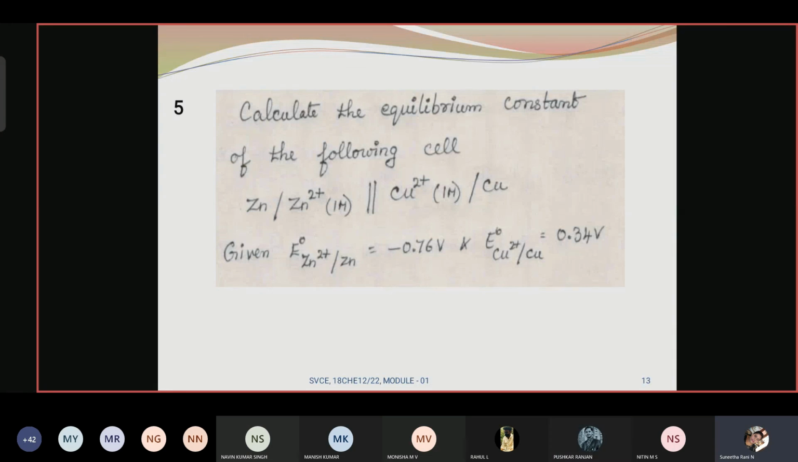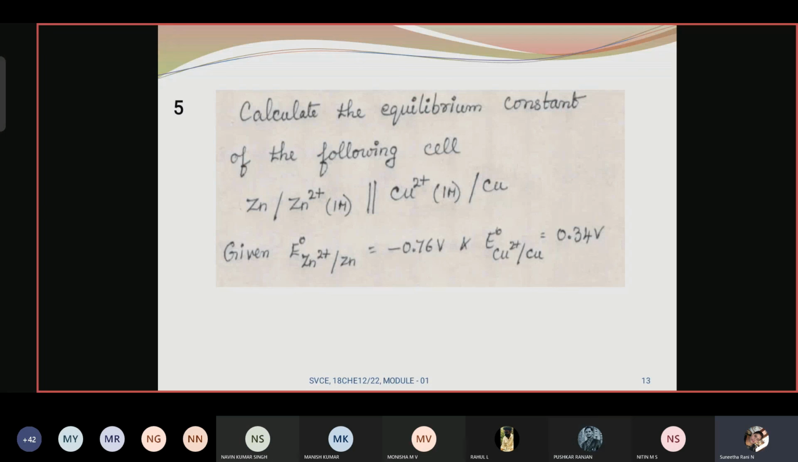Zinc slash Zn2 plus double slash Cu2 plus 1 molar, single slash copper. Given is E naught of zinc electrode equal to minus 0.76 volts and E naught of copper equal to 0.34 volts. The concentrations of zinc and copper are given, and E naught values are given for both. Based on that, we have to calculate the equilibrium constant.